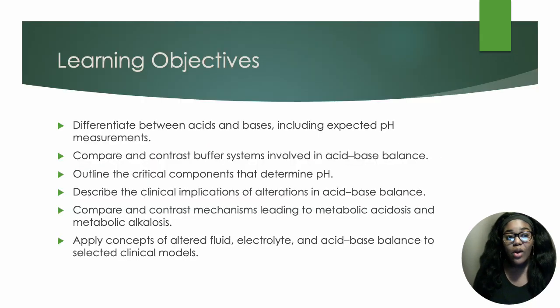In this chapter, we are going to differentiate between acids and bases. We're going to look at those expected pH measurements and thereof. We're going to compare and contrast buffer systems involved in acid-base balance. We're going to look at the critical components that determine pH.